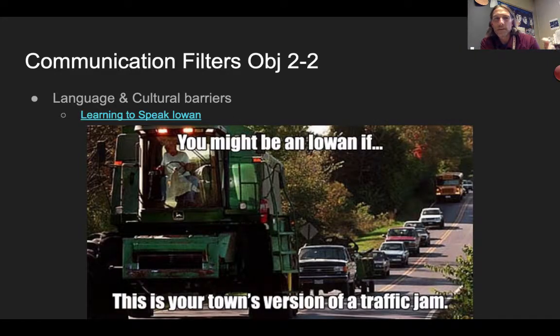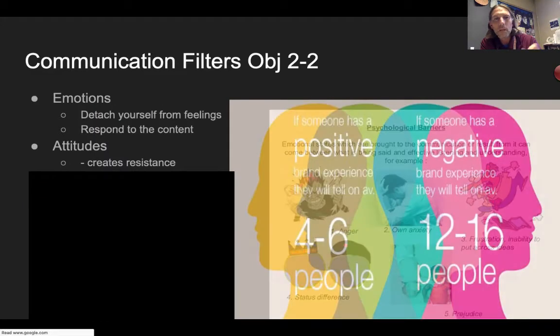So the book has this little section about learning to speak Iowan. And so here's this little meme that can show how these communication barriers can break down, because in different parts of the states in the United States and the world, we have our own situation, our own unique perspective that influences our points of reference, I guess.